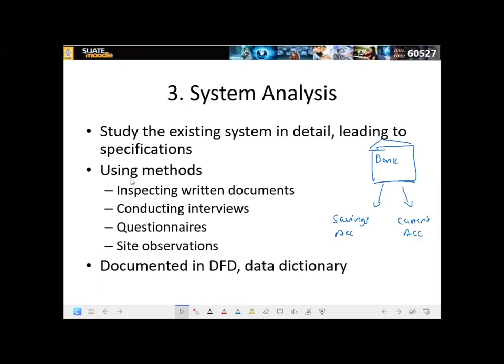So what kind of methods can we use to identify these details? We can use these things. The first one is inspecting written documents. You can inspect the documents, and through those documents you can get a good idea.